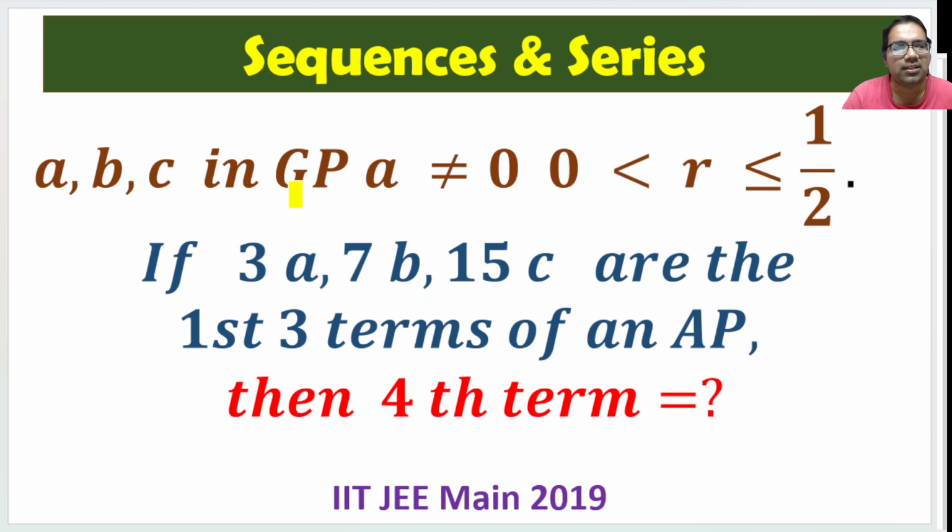Now if A, B, C are in GP, 3A, 7B, 15C are the first three terms of an arithmetic progression. This is geometric progression, this is arithmetic progression. Then what is the fourth term of this arithmetic progression? That is the problem.